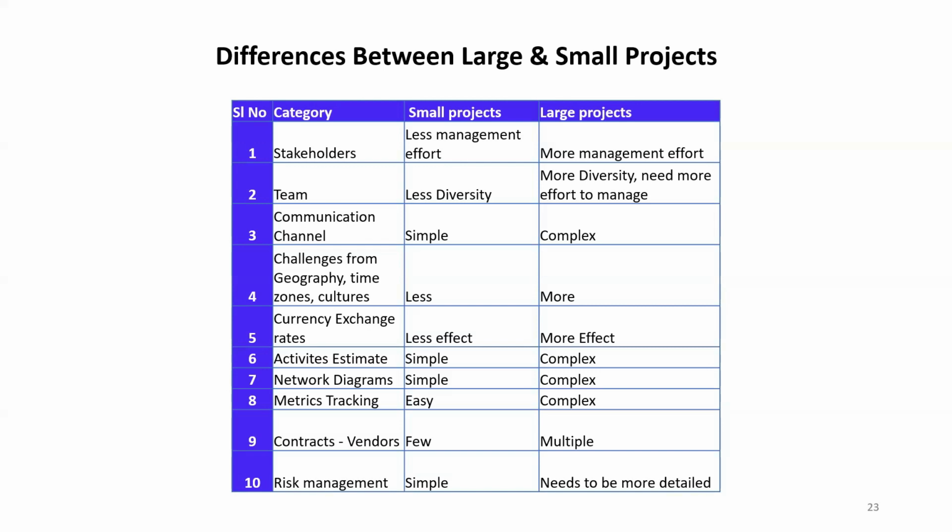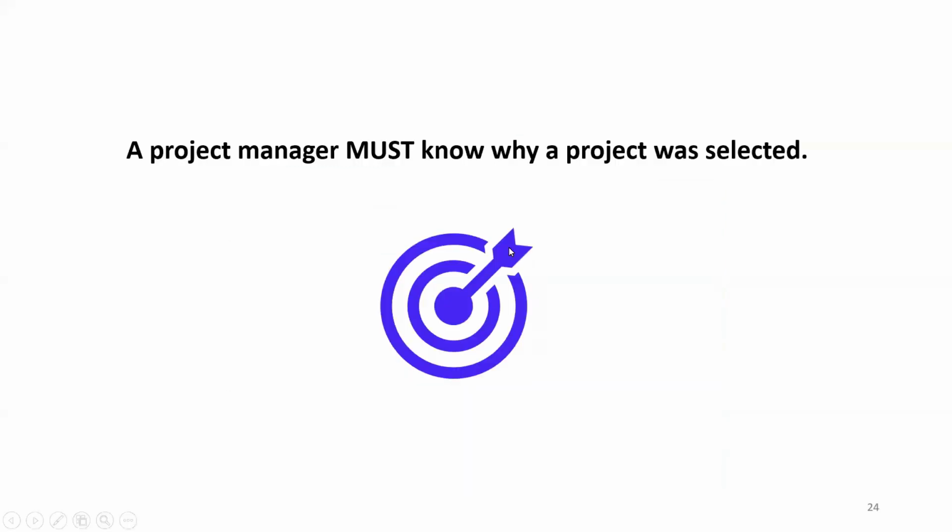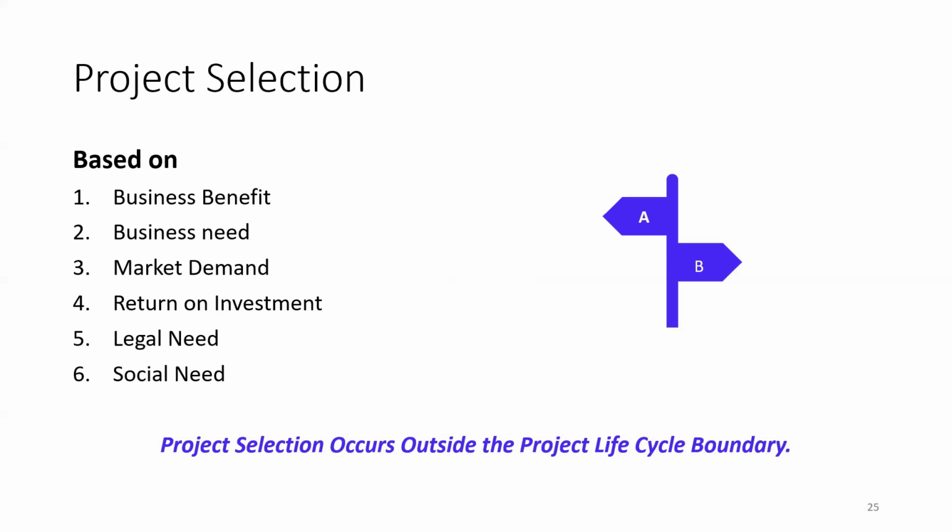Okay, now as a project manager, you must know why the project was selected. One must know why the project was selected. You should not be in the gray zone where you don't know why the project was selected. You should ask this question to the sponsor or the people on the leadership team: why was this project selected? Why are we even doing this project? Okay, so project selection criteria now, very important.